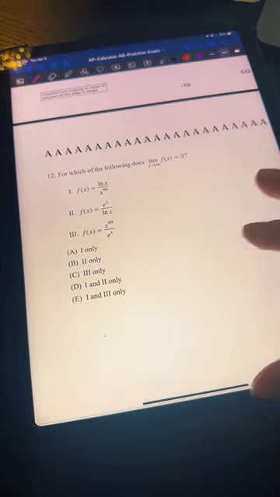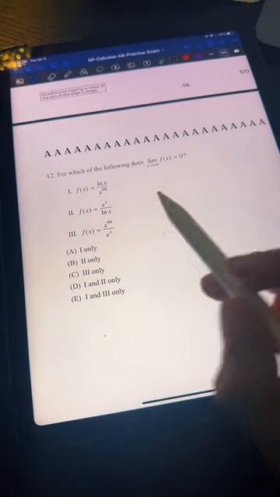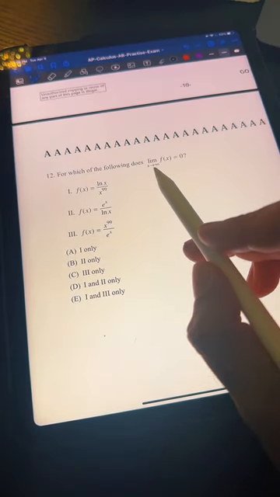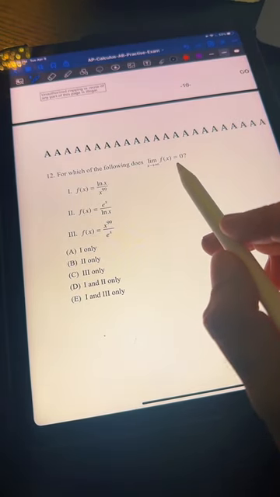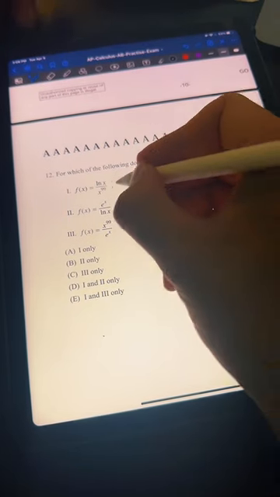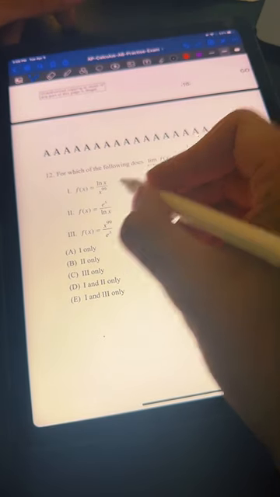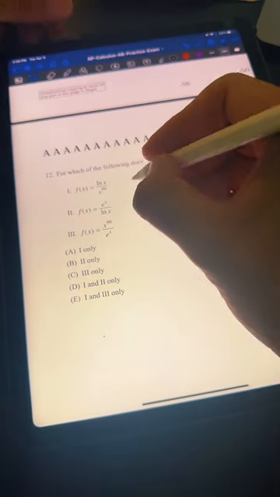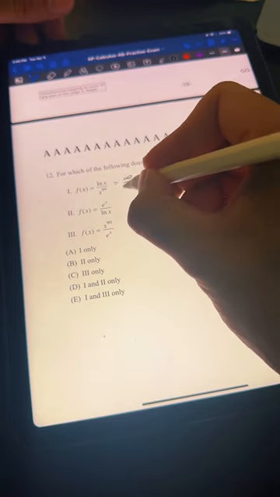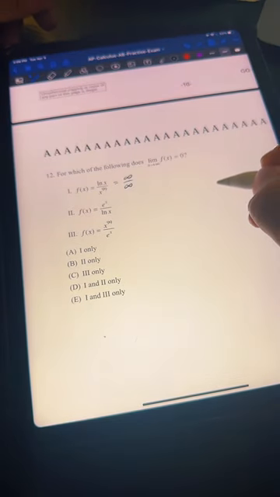All right, let me zoom in on this one. So they want to know which of the following functions has the limit as x approaches infinity of the function f of x equal to 0. So let's try this one. Okay, if I were to take the limit of this, or if I were to plug in infinity, that's the idea, I would get infinity over infinity.